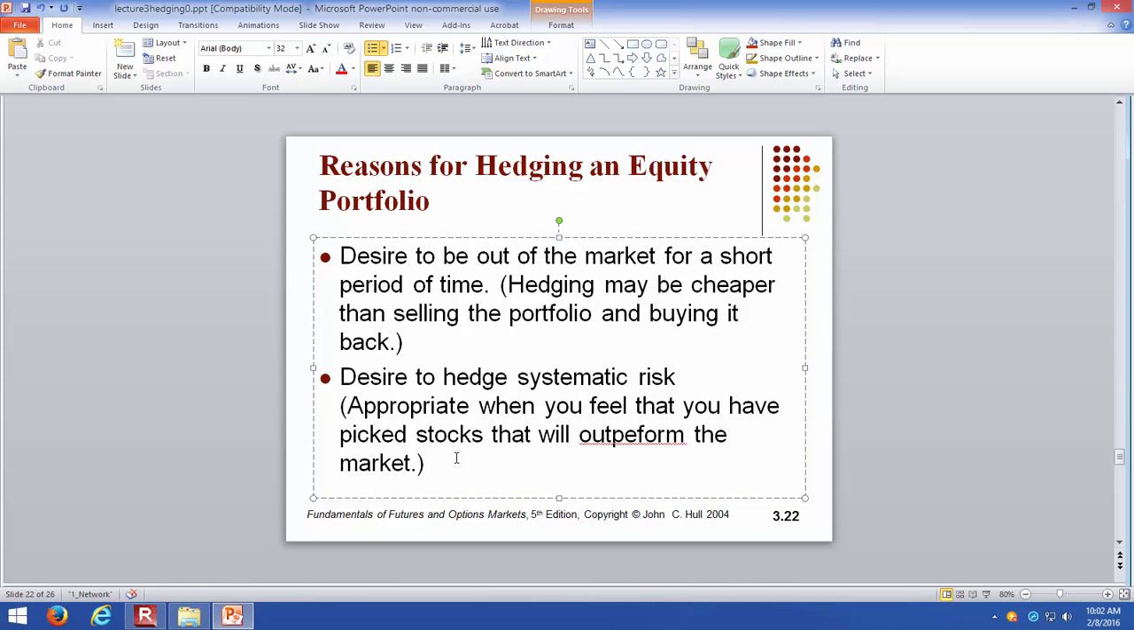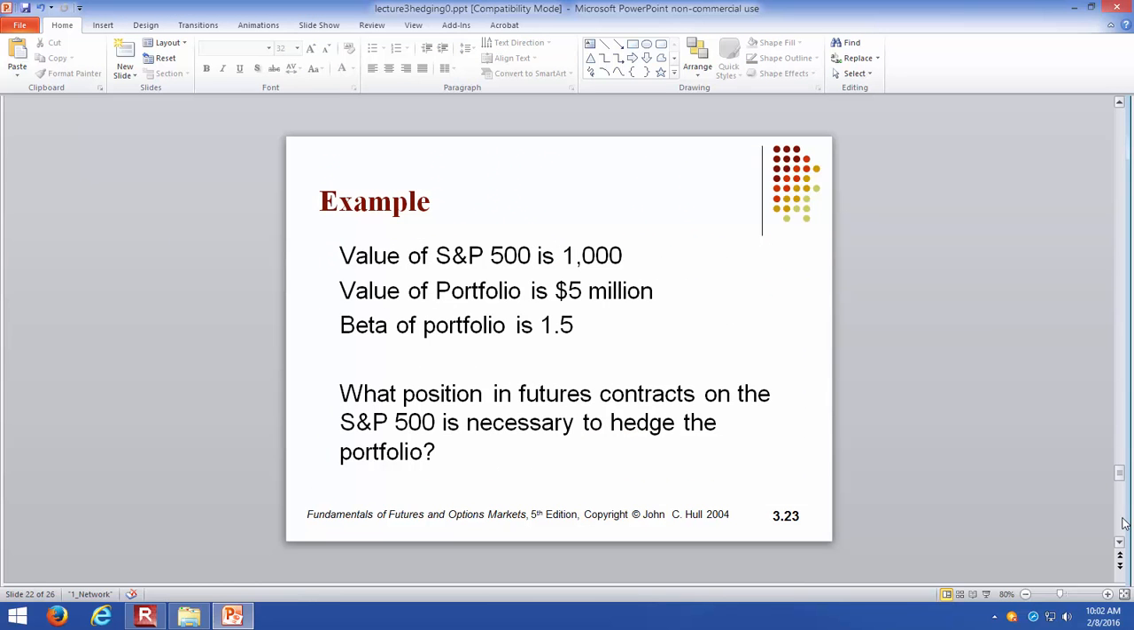So the reason why we call them a hedge fund is because this is their strategy, hedging the market risk and having a superior portfolio of stocks that can outperform the market. And to do that, futures are a good choice. Okay. So let's look at one more example.